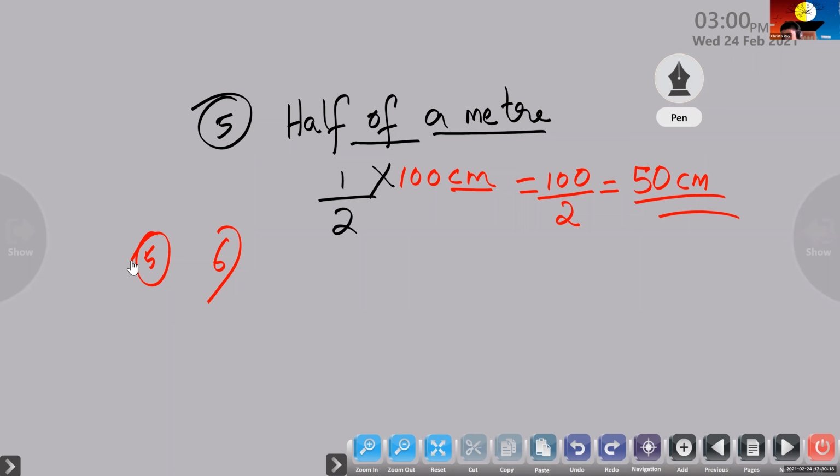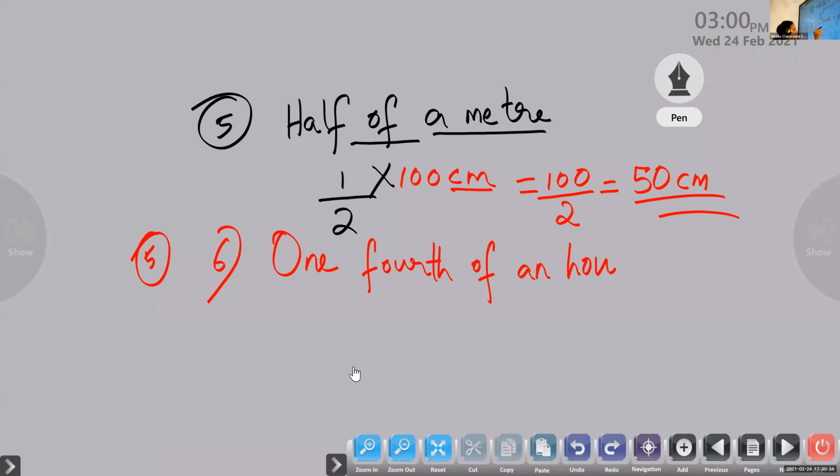1/4 of an hour. Children, write 1/4 of an hour. 15. We have to find minutes. We will do that again. Write in the rough book. 1/4, so what do you have to do? 1/4 times 1 hour is equal to 60 minutes.